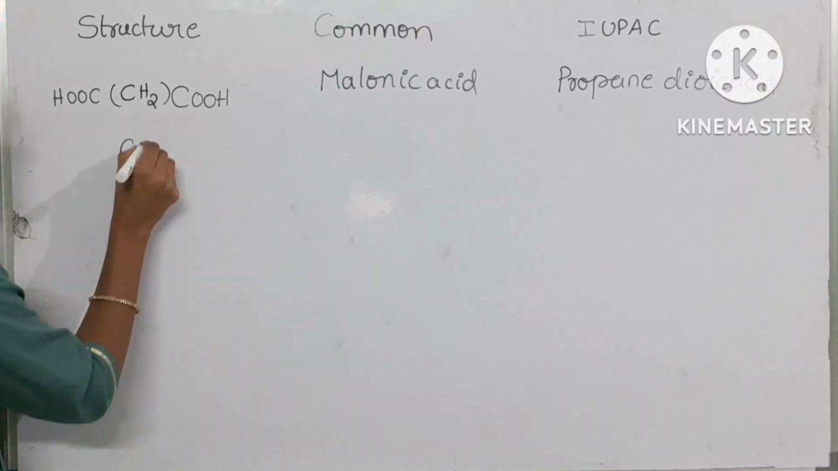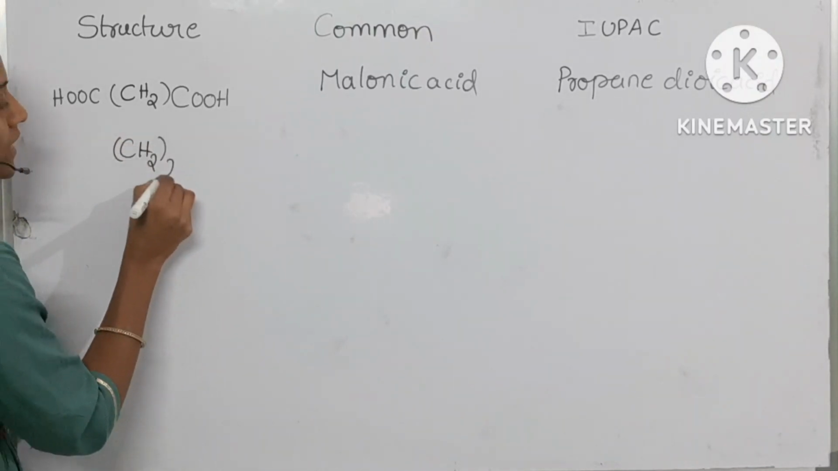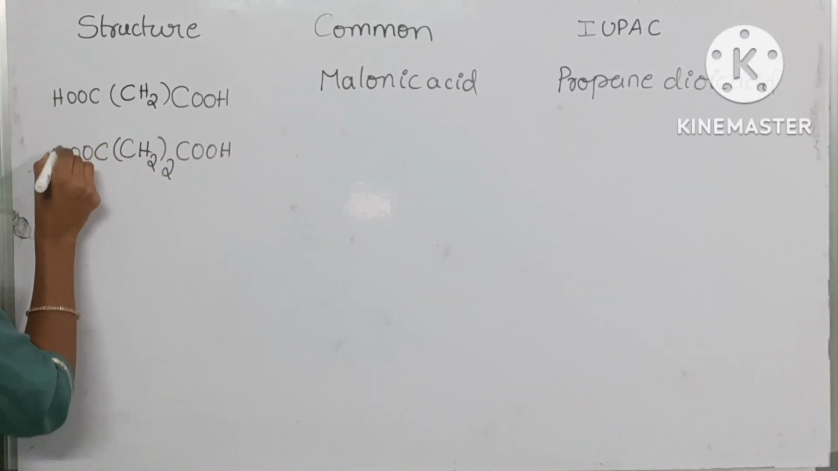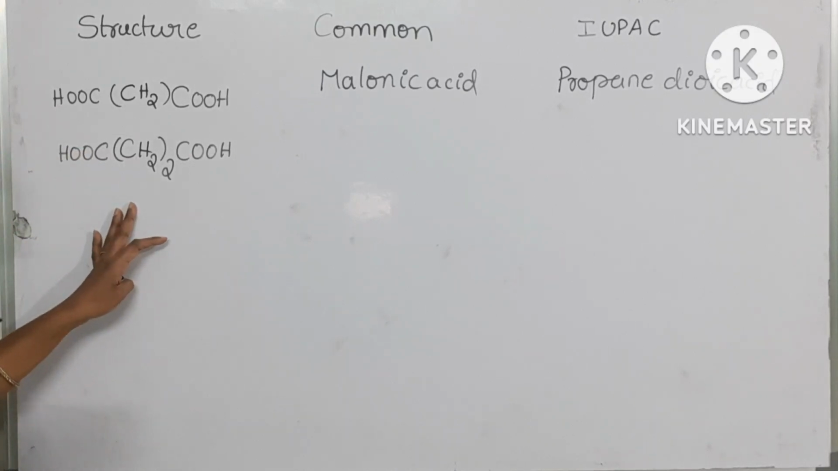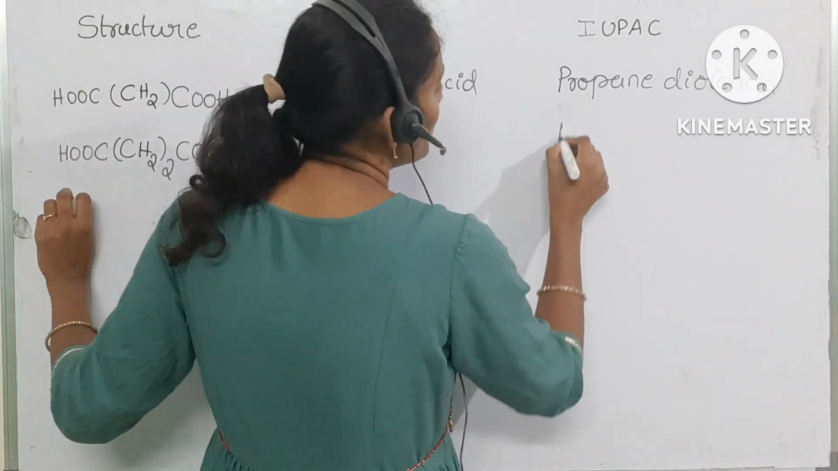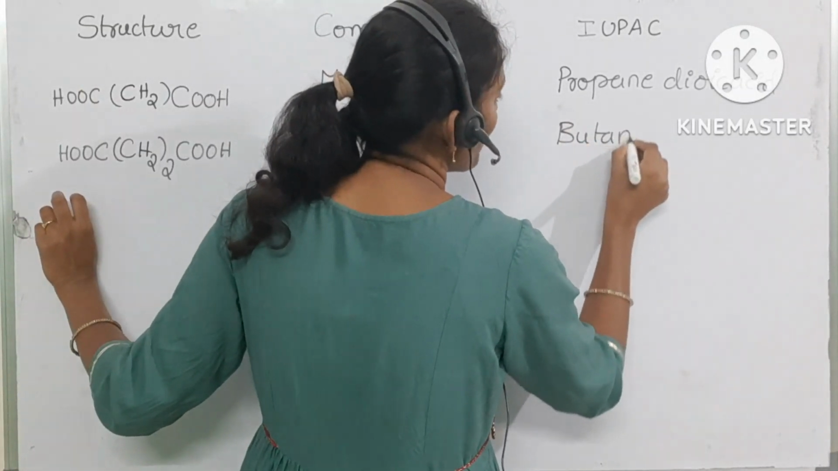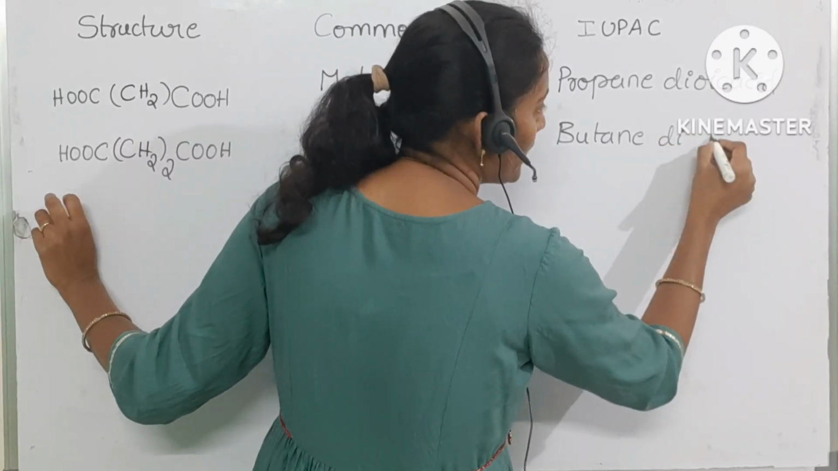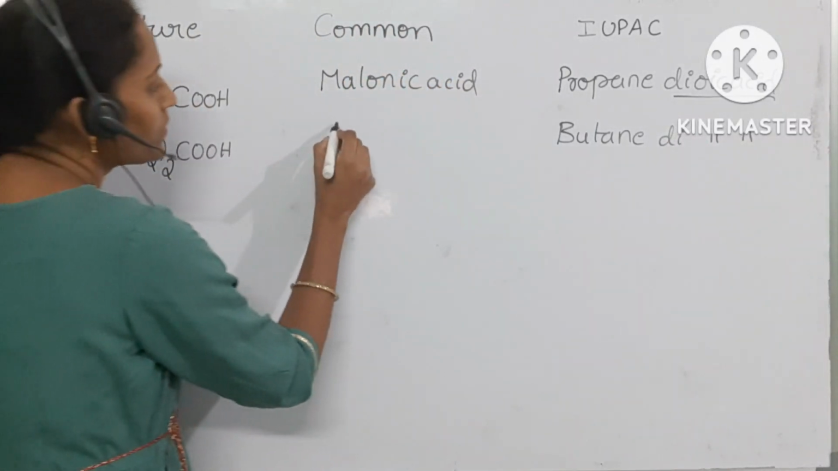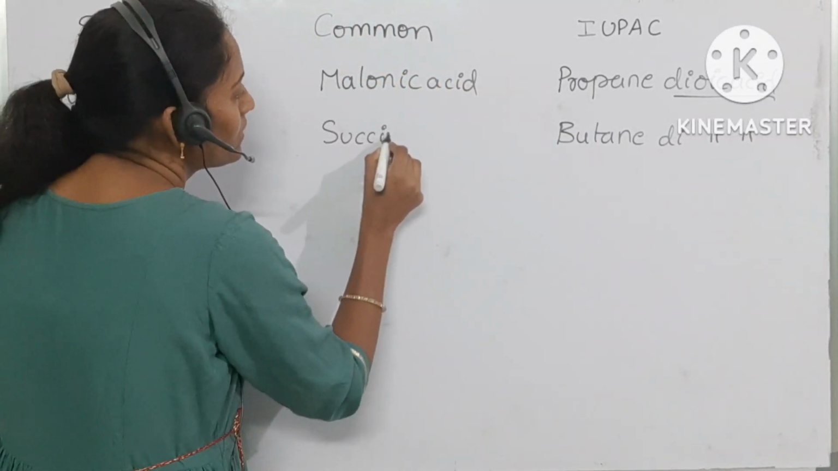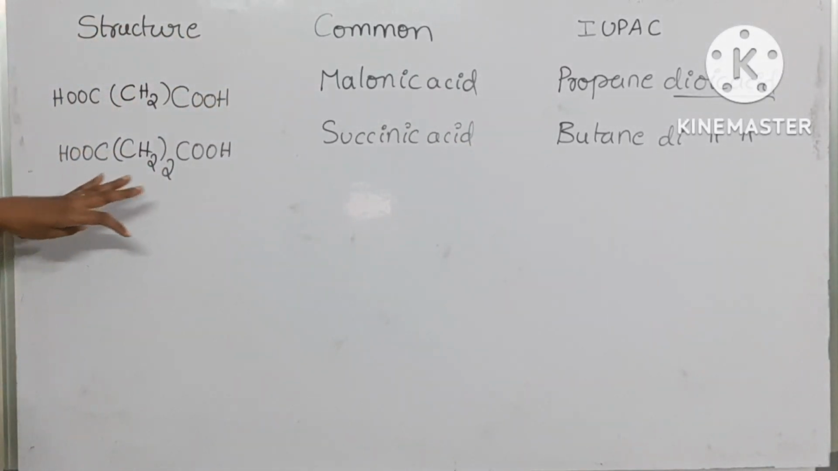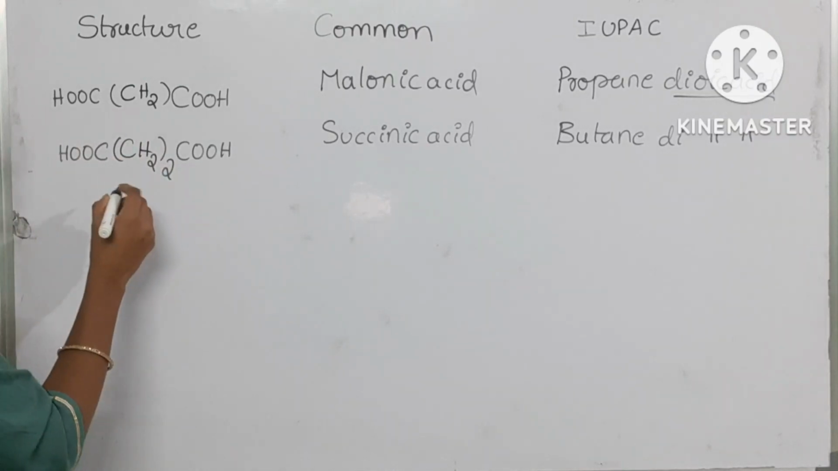And the next one, if the structure is like this, CH2 taken twice, COOH. What is its common name and what is its IUPAC name? IUPAC name you can see is butane dioic acid. Its common name is succinic acid. 4 carbon chain. Out of those 4, 2 carbon atoms belong to the carboxylic groups.